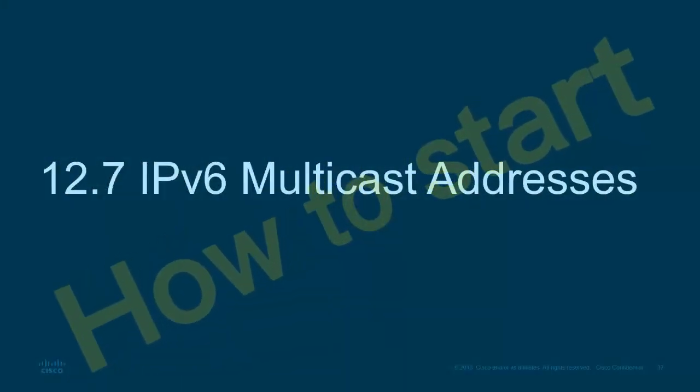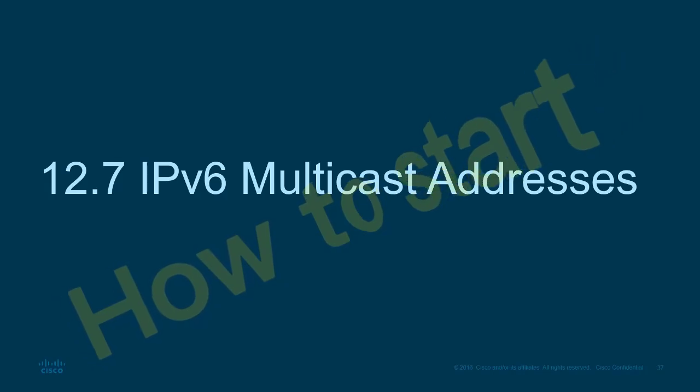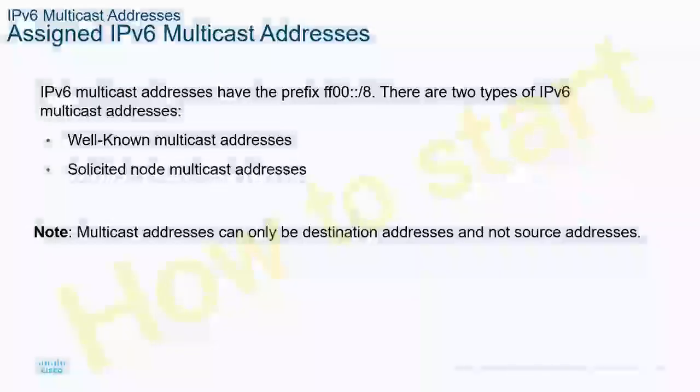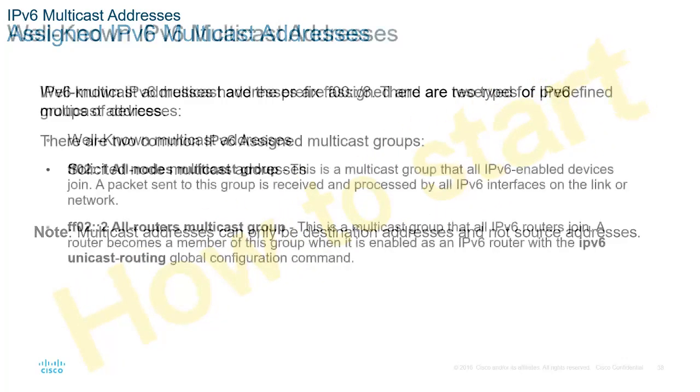We have the next section, which is all about multicast addresses. Again, a multicast address will have a prefix of FF00. There are two types of multicast addresses: a well-known multicast address and a solicited node multicast address. It's important to note that multicast addresses can only be the destination address, not the source. Typically, the source will always be a unicast address.